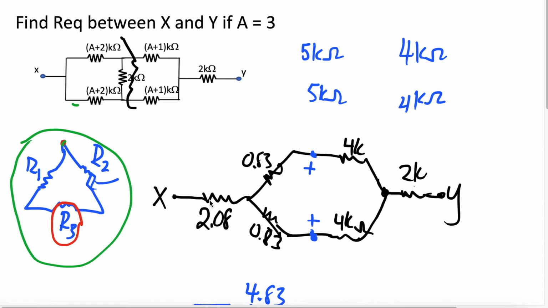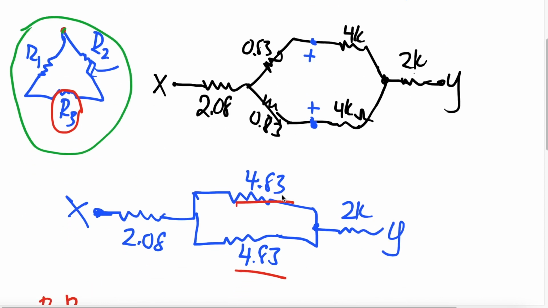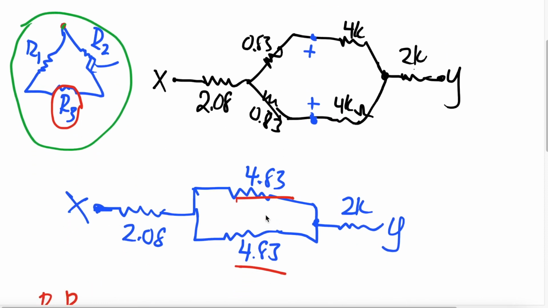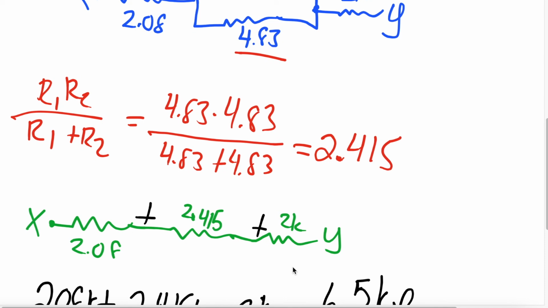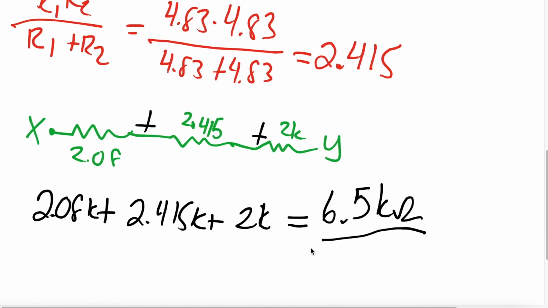We did Y delta. Then we had to add these two resistors in series on the top. And then finally you had to put them in parallel. So we found the parallel resistance between these two 4.83 resistors. And then we easily found these three resistors in series, and we added them together. And we got 6.5 kiloohms as the equivalent resistance between X and Y. And that is how you solve this problem with a Y delta transformation to find the equivalent resistance.